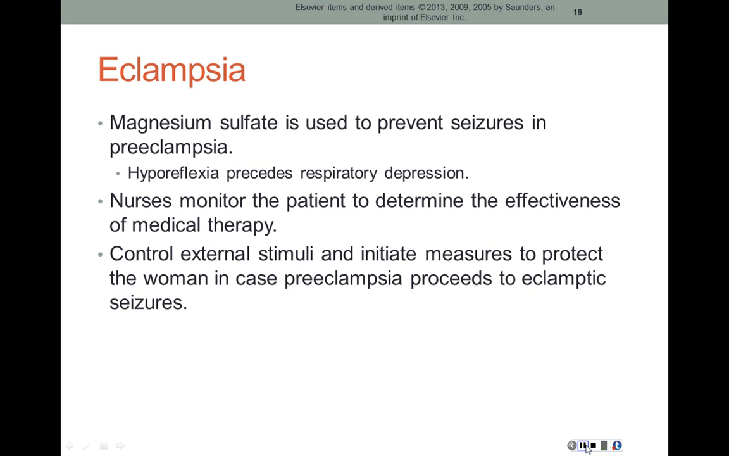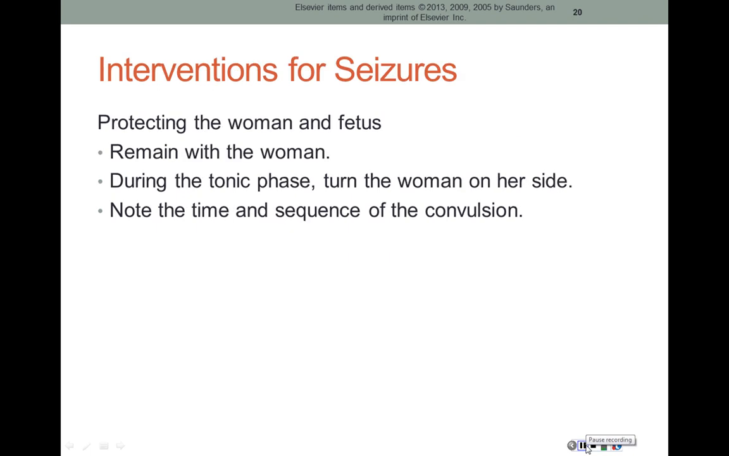We also want to control external stimuli and help protect mom in case preeclampsia proceeds to eclamptic seizures, because remember, most injuries with seizures occur when you fall to the ground or you fall to the floor, and we wouldn't want mom to fall on her belly and then possibly cause injury to the fetus. Just like with anyone else that has a seizure, and we've learned about seizures, we want to try to maintain safety. We don't want any injuries to occur.